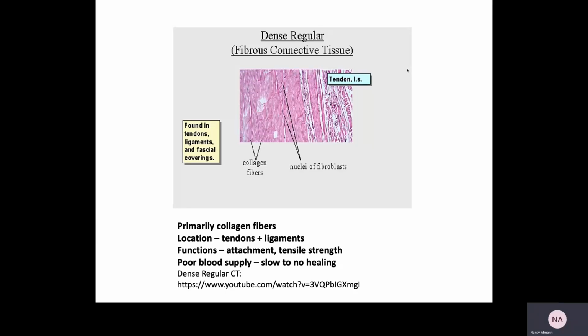And that is going to include tendons and ligaments, because we put a lot of stress on our muscles and our bones. Tendons attach muscles to bones, ligaments attach bone to bone. So this will function to provide attachment between muscle and bone, or bone to bone. It takes a long time to heal because it is relatively avascular. So slow to no healing.